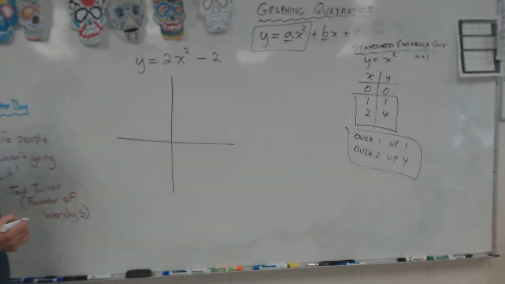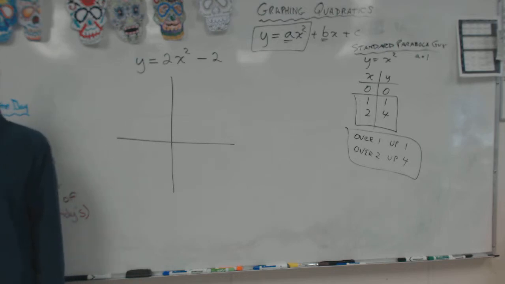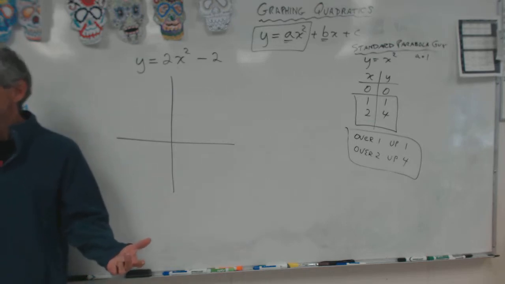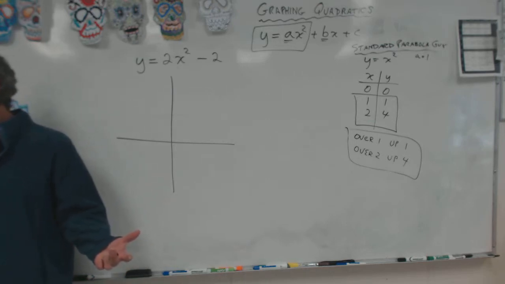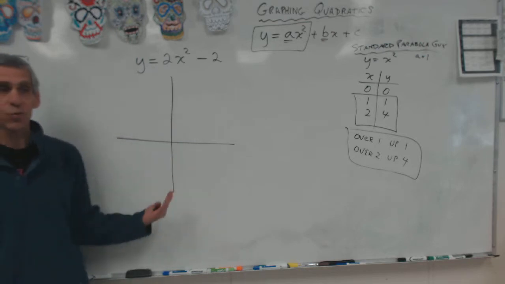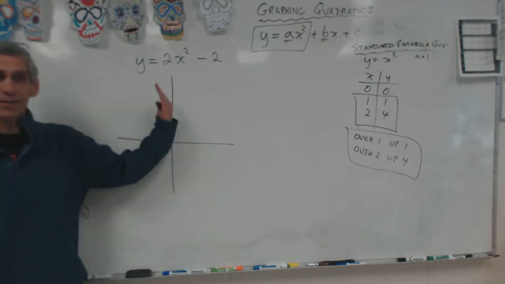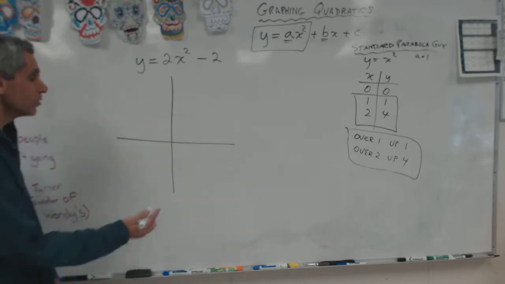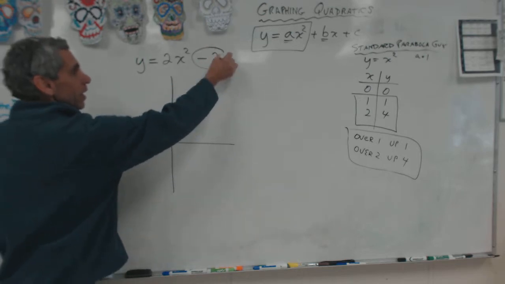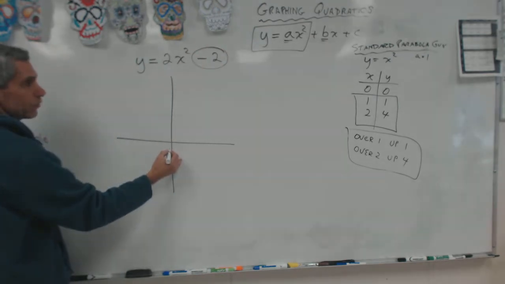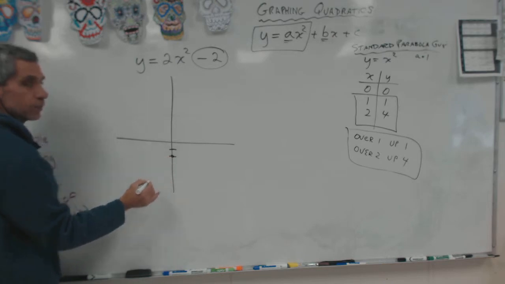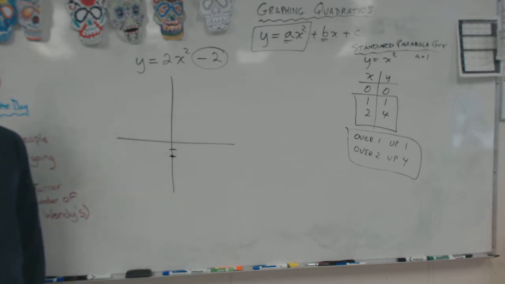What do we know? Does it have a B? What's B? B is 0. Oh my God, what does that tell us? Yeah, the y-axis is where the vertex is, right? The y-axis is the axis of symmetry. So that's awesome. That means this is my y-intercept and my vertex. So I just go down 2, and I put a dot. That's my vertex.